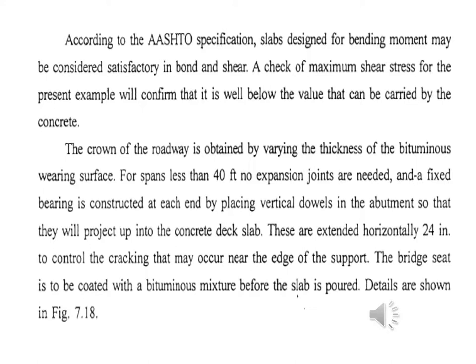The crown of the road is obtained by the gradient thickness of the bituminous wearing surface. For spans less than 40 feet, no expansion devices are needed and the fixed bearing is constructed at the east end by placing the vertical dowels in the abutment so that the rails project up into the concrete deck slab. They are extended horizontally 24 inches to control the cracking that may occur near the edge of the support. The bridge seat is to be coated with the bituminous mixture before the slab is poured, as shown in the figure.